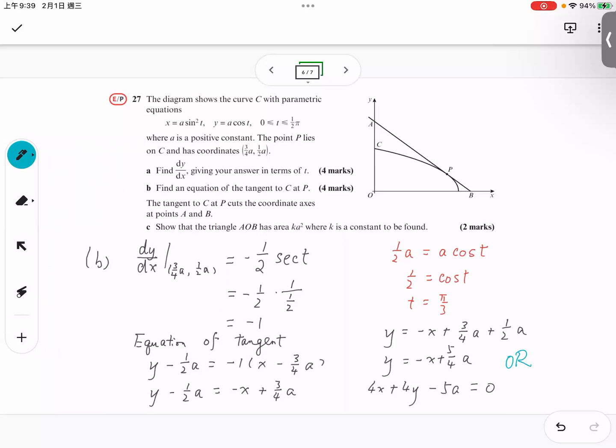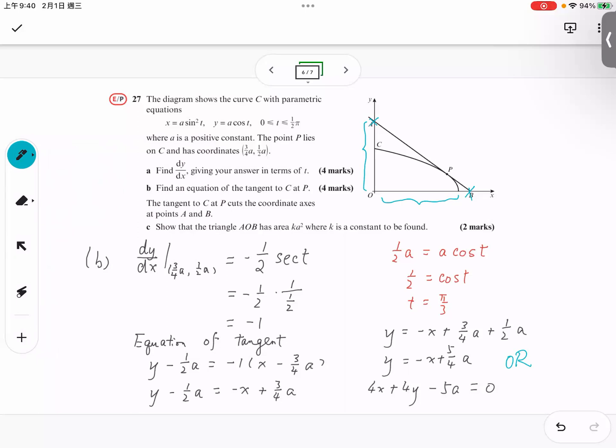And finally, we will go to part C. Now, this time, I want you to show that the area of AOB has area ka², where k is a constant to be found. So I'm going to find the area of it. Obviously, we know that these 2 points, we need to find it. So I need to find out the height of this one and the length of OB also, so that we can use the area of triangle easily.